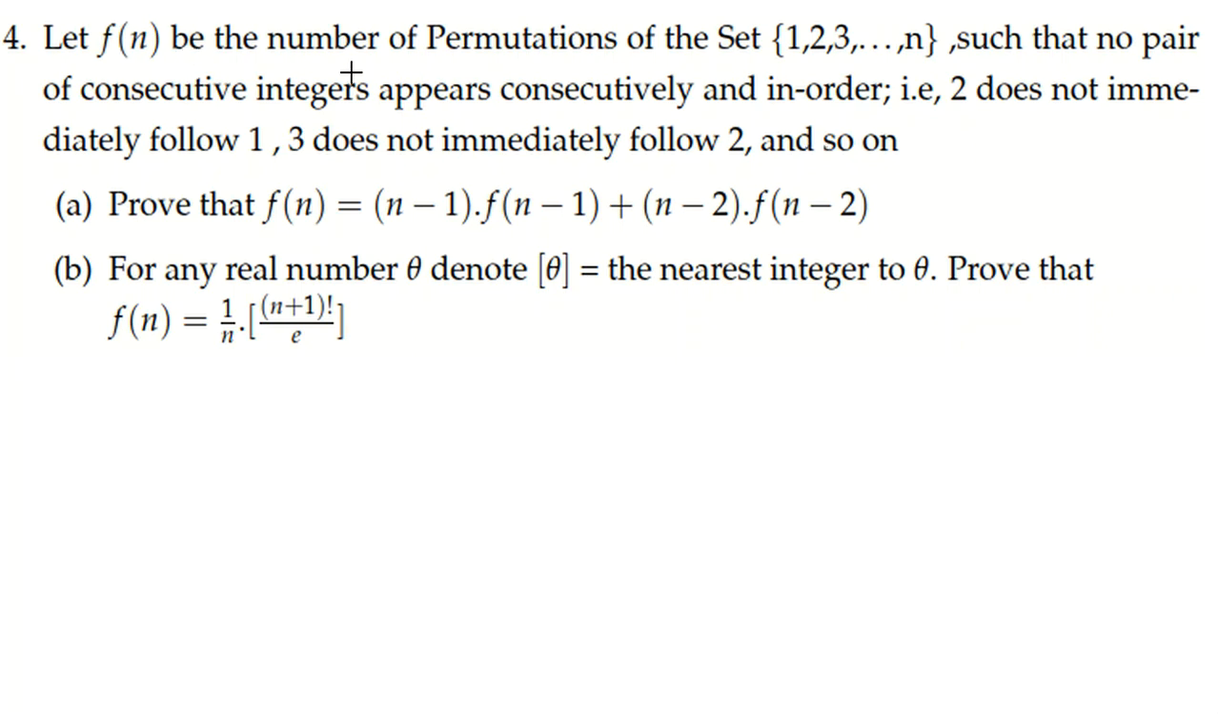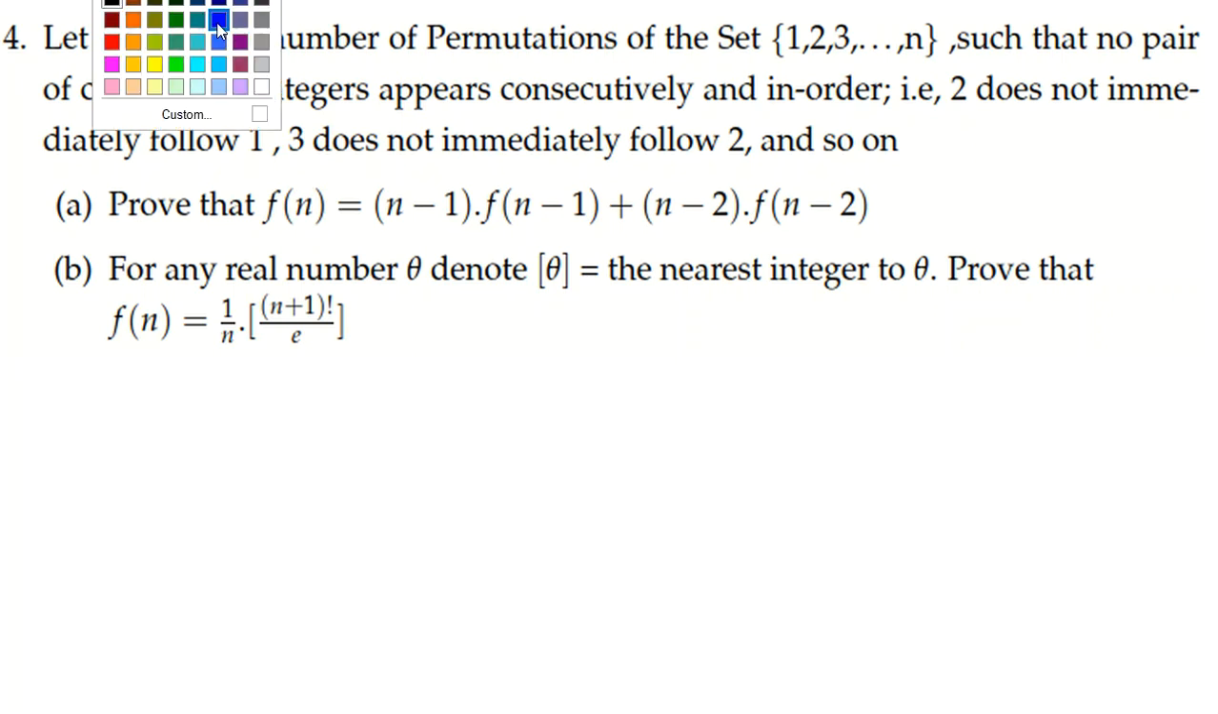Problem number 4: let f of n be the number of permutations of the set 1 to n such that no pair of consecutive integers appears consecutively and in order. For example, 2 doesn't immediately follow 1 and 3 doesn't immediately follow 2 and so on. Prove the first one.